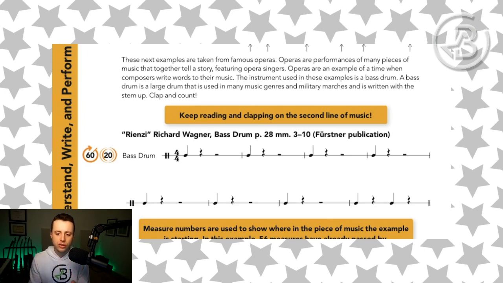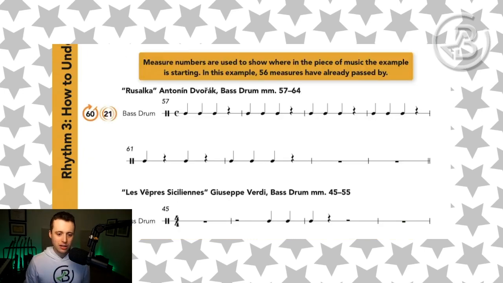In this next piece, you'll notice that there are, again, 2 lines of music. So we're going to read through the first line, then we're going to read through the second line. This is actually from Rusalka by Antonin Dvorak, and this opera tells the story of the Little Mermaid.